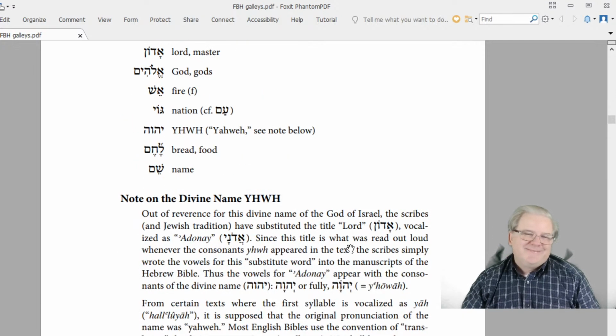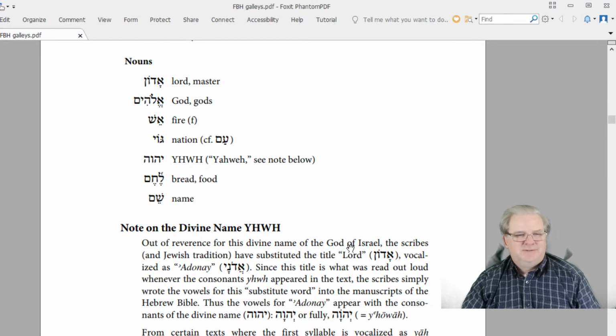I don't know. Your nouns: Adon, Lord or Master; Elohim, God or gods; Aish, fire, not Ish for man. That has a yod in the middle of it. Fire is Aish. Nation is Goy. There's some overlap with Am. What's the difference? There's a lot of overlap.